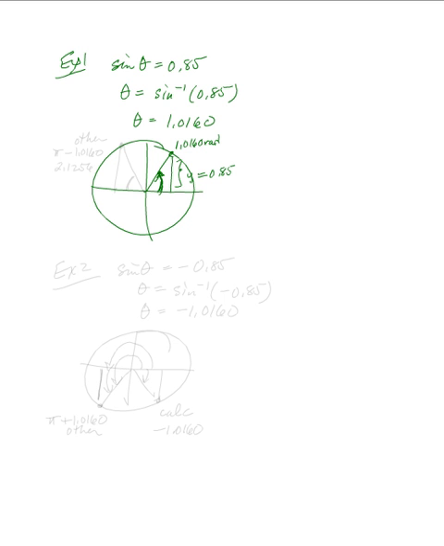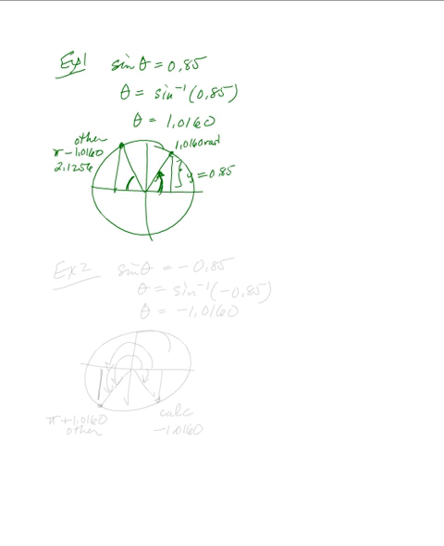Where else do we have that? Somewhere here. And obviously this is also 1.0160 radians. So for the other solution, you want pi minus 1.0160. So that's 2.1256.